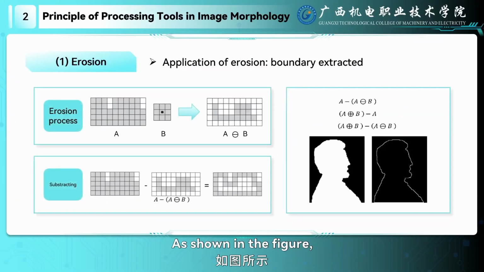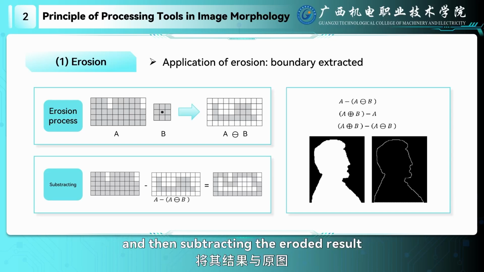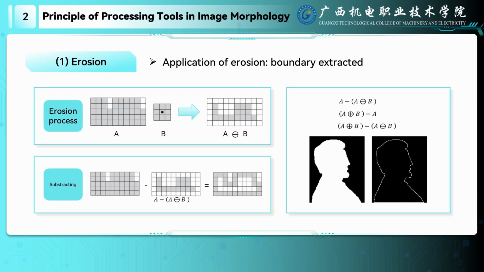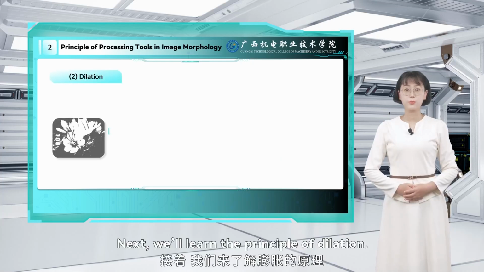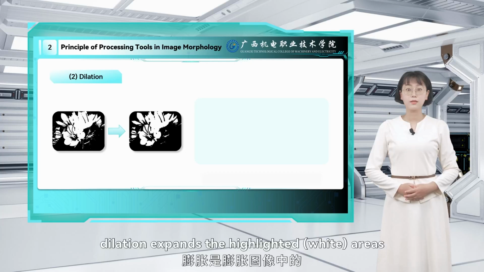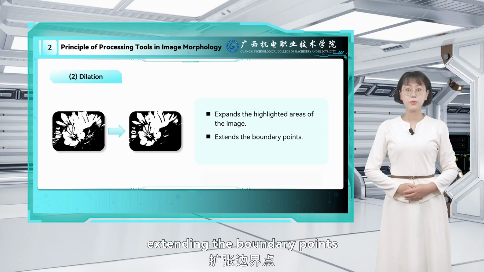As shown in the figure, by performing erosion on the original image and then subtracting the eroded result from the original image, the boundary of the target can be extracted. Next, we'll learn the principle of dilation. In morphological operations, dilation expands the highlighted, white areas of the image, extending the boundary points and thus enlarging the shape.